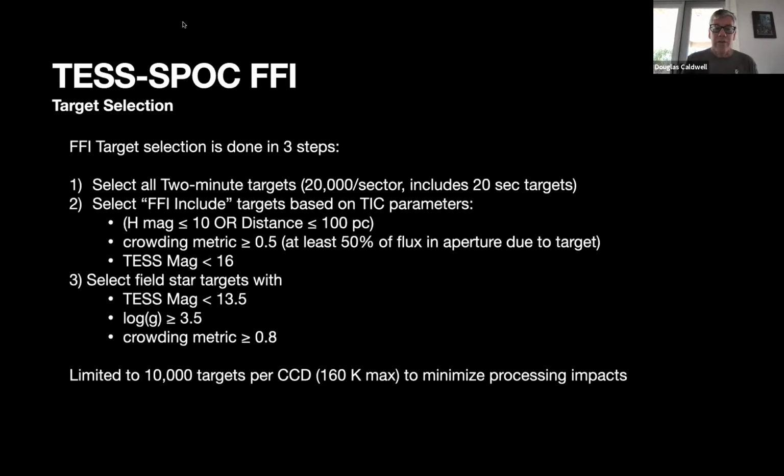And again, the target selection is done on a CCD by CCD basis. So you can see in the fields that go through the Milky Way, we often won't reach the full 10,000 targets per CCD because we run out of uncrowded targets when we hit the 13.5 magnitude limit.